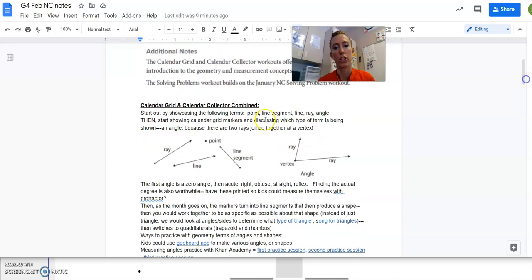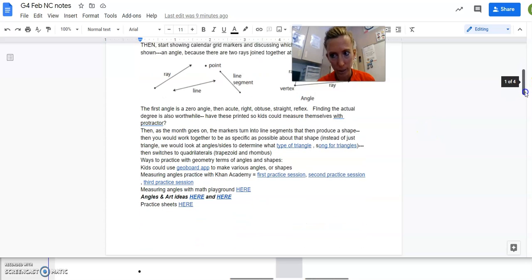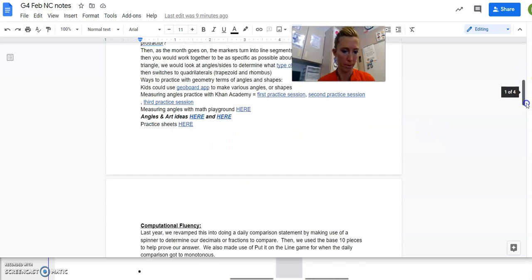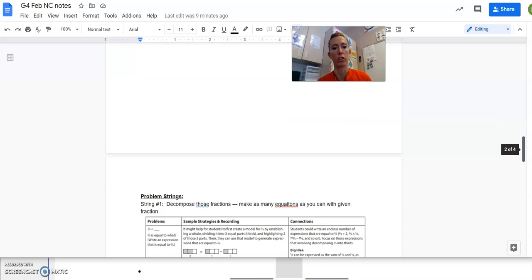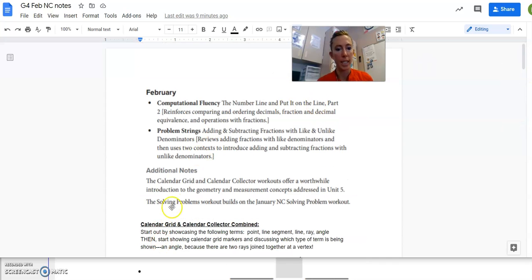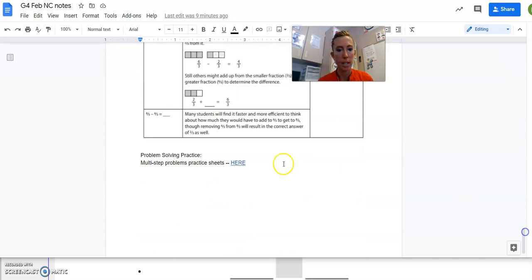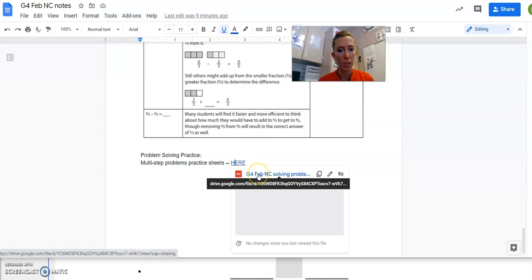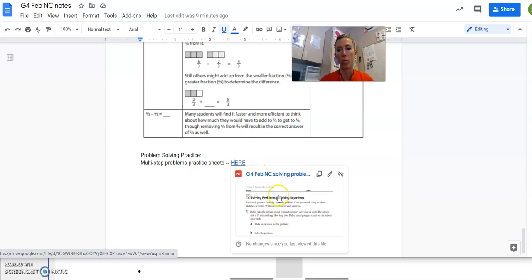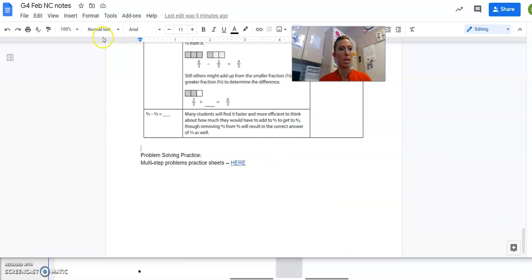So they get some more geometry terms in their brain, and they practice drawing these things, and they practice measuring angles and naming shapes and being more precise with our geometric language. If you're interested in any of the solving problems worksheets, I have them way at the bottom here, and you can find multi-step word problems if you want to cut one off and do one a week or something, up to you. Okay? All right.